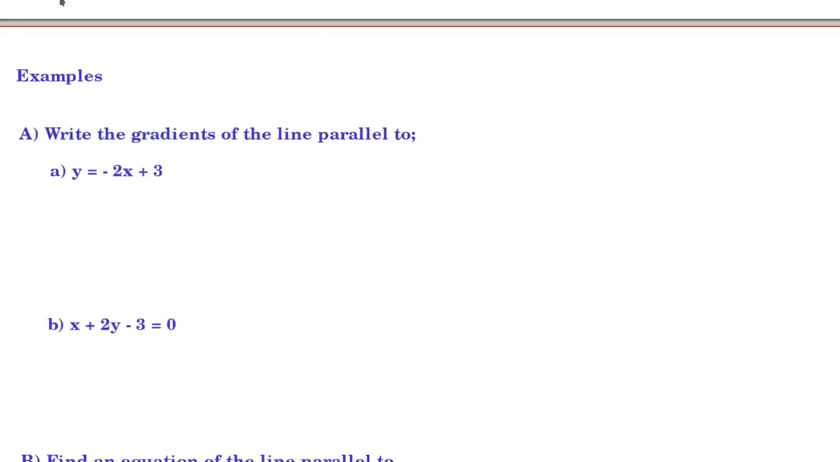For your A, the question says write the gradient of the line parallel to this one. First things first, we are going to extract the gradient, and the gradient of this line is -2, because -2 is the coefficient of x. What's the gradient of the parallel line to that? It's going to be the same gradient as the given. So the gradient is just -2.